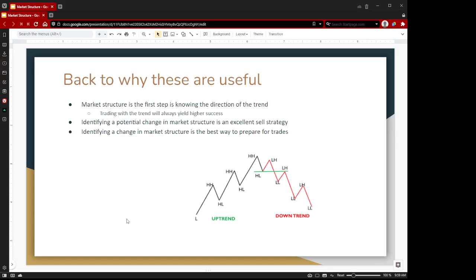And so back to kind of going full circle here and going back to why these are so useful. Market structure is the first step in knowing the direction of a trend. And why that's important is because trading with a trend will always yield higher success.